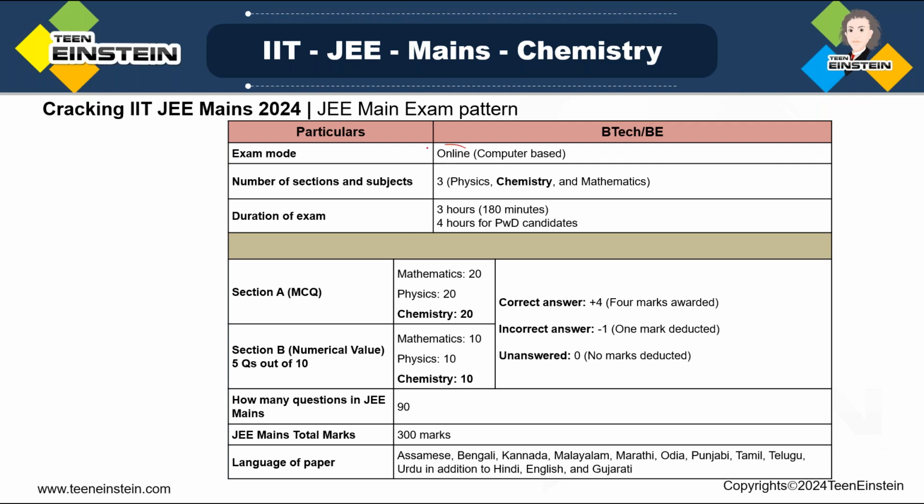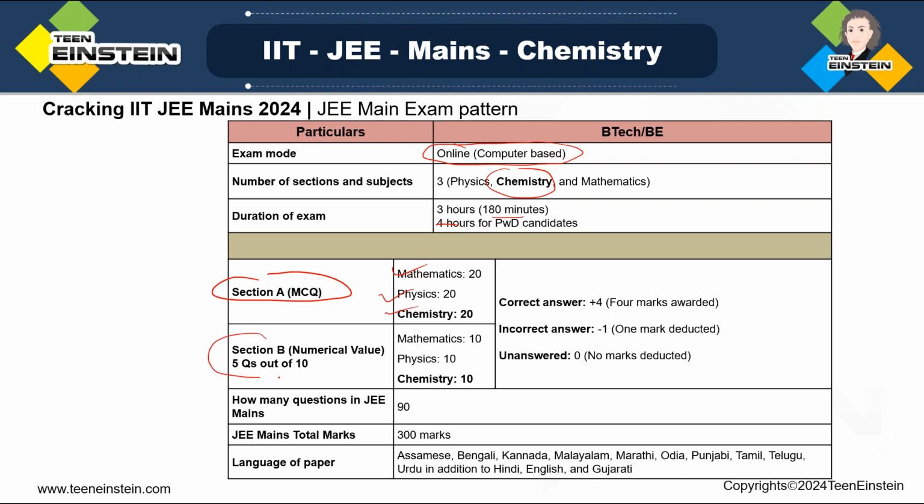Now in this table you can see the exam pattern in detail. The exam mode is online, so it is computer based, that is desktop. Number of sections for this paper 1 that we are talking about: physics, chemistry, math. So this is our topic. And duration of the exam is 3 hours. In minutes, that is 180 minutes, and 4 hours for PWD candidates. Now there are actually 2 sections. If you consider section A, there are these 3 subjects, and for each subject you have to answer 20 questions. Fine, and there is no choice. Whatever number of questions are there, you have to give the answer.